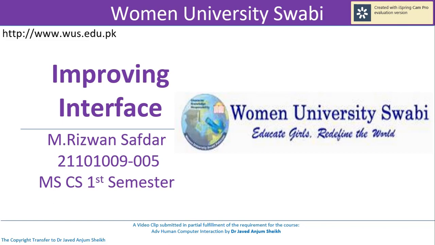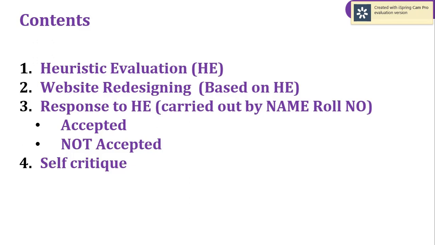Now we are moving towards the contents of the video. First of all, we have the heuristic evaluation. In this section, I have evaluated in detail the website of the Women University. After the heuristic evaluation, the next section is website redesigning. In this section, I have redesigned the interface of the university website and tried to improve it by adding some features which were lacking in the existing website of the university.